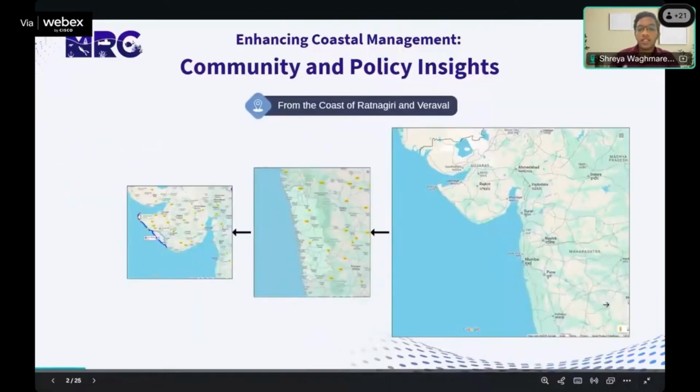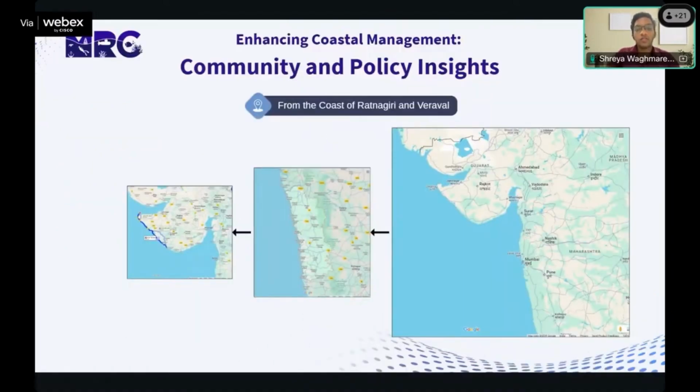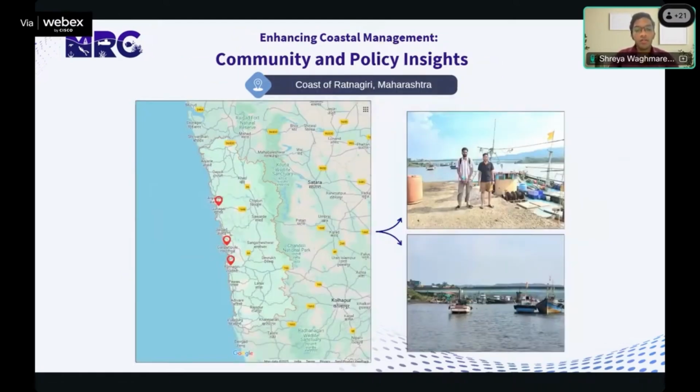First, let's understand the geography of the locations we explored. We visited the coast of Ratnagiri, Maharashtra, where we went to different locations like Guhagar, Ganpatipure, and Ratnagiri. Please allow me a moment during my presentation to explain these images attached on the right. These locations are mostly places where seaweed cultivation is happening, or where we met a locally working organization or SHG team.